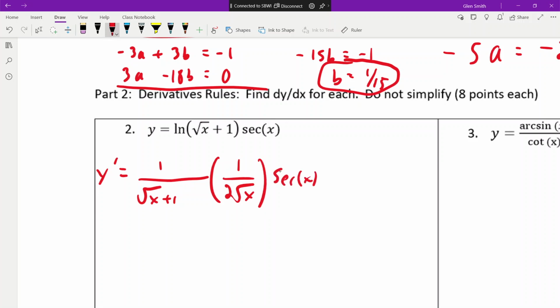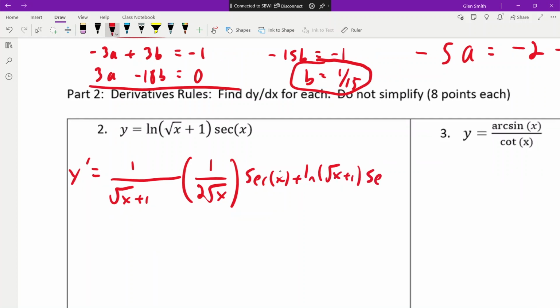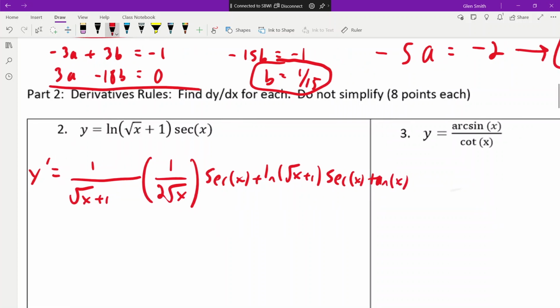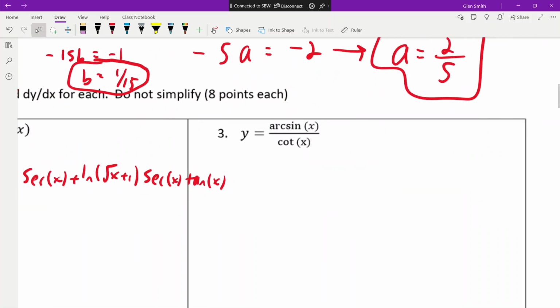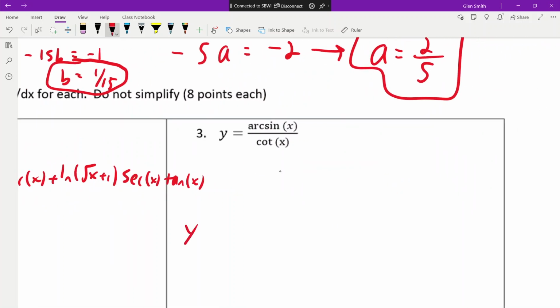The derivative of an ln is 1 over root x plus 1 times the derivative of what's inside. That's 1 over 2 root x times secant. We're doing the product rule here. Plus ln root x plus 1 times the derivative of secant, which is secant x tangent x. Okay? Again, that's product rule. Guys, when there's multiplication, you've got to use product rule.